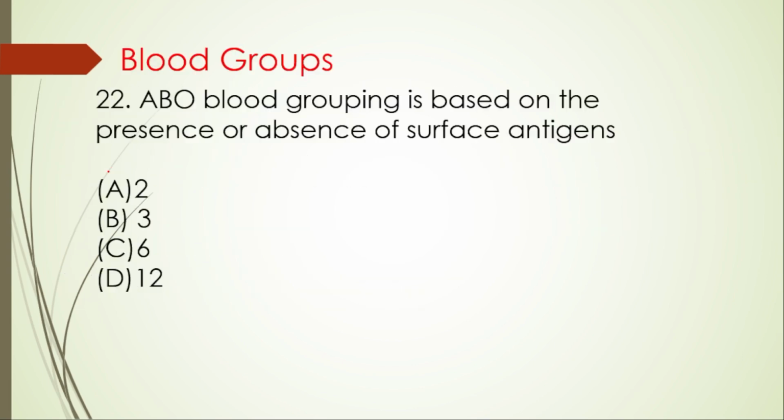Next question from the blood group type. 22nd question: ABO blood grouping is based on the presence or absence of how many surface antigens? Option A 2, option B 3, C 6, D 12. So here the right option is option A, 2. ABO blood grouping is actually based on the presence or absence of two surface antigens, that is antigen A and antigen B.